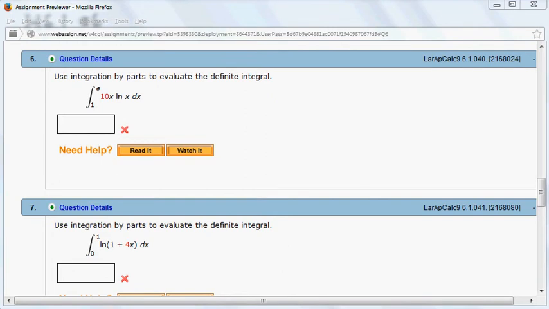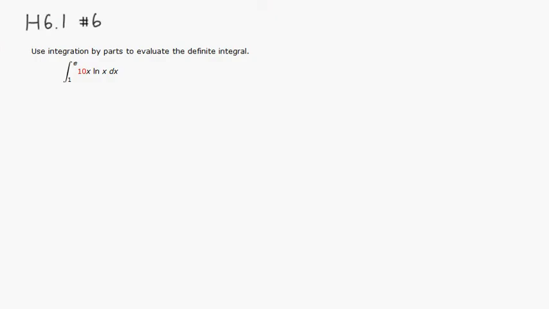Okay, let's look at homework 6.1, problem number 6. So let's evaluate this definite integral here. We're going to use integration by parts.